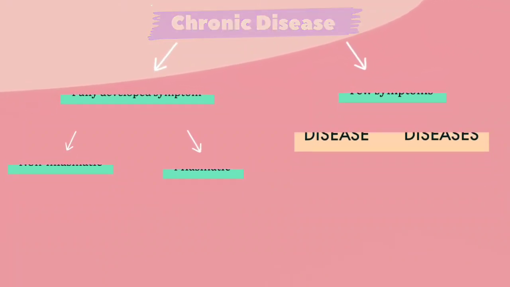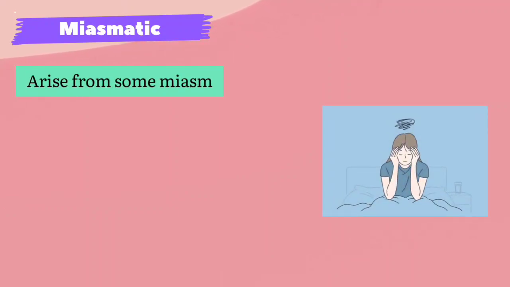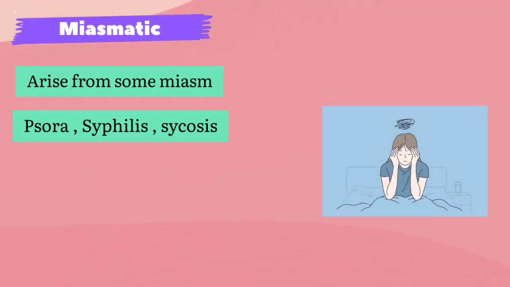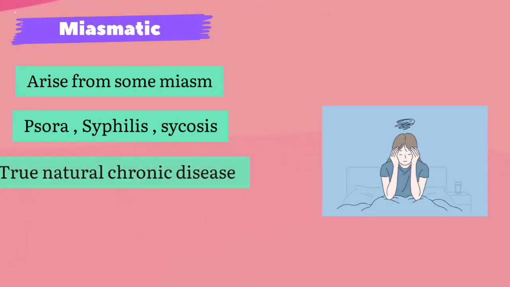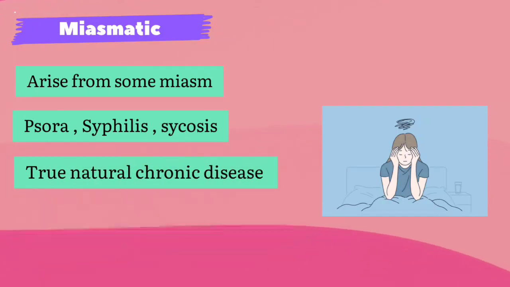The first is miasmatic. Now, those which arise from some particular miasm, either psora, syphilis or psychosis, are called miasmatic diseases or are also termed true natural chronic diseases. The next important is artificial chronic diseases.